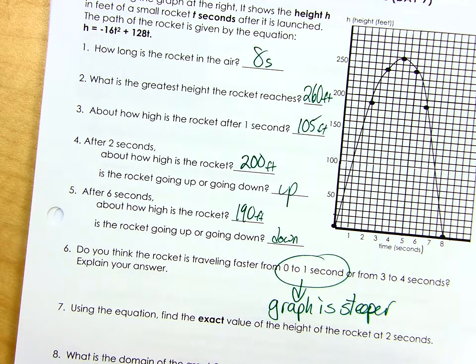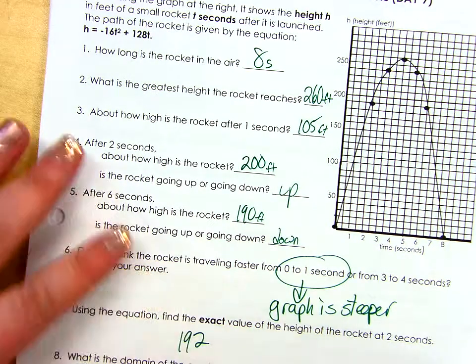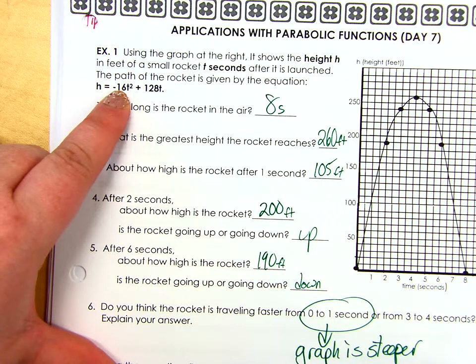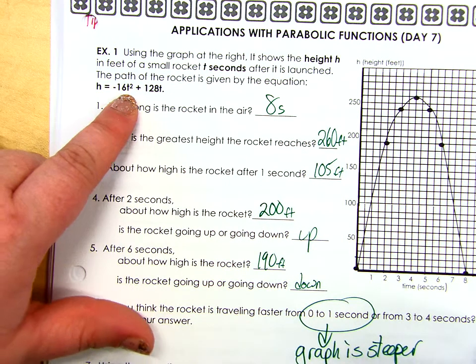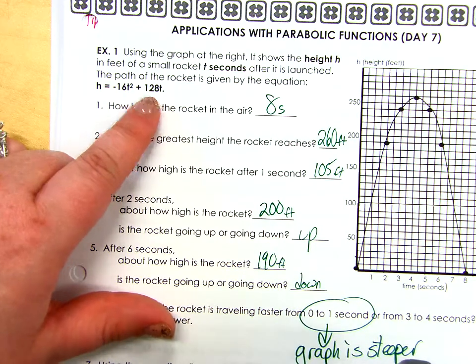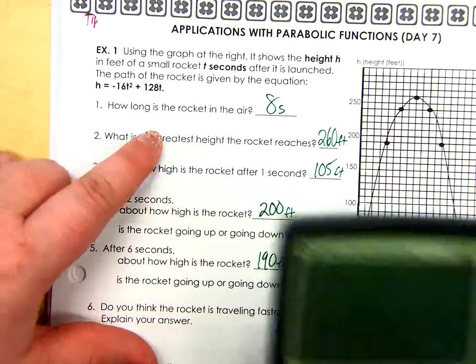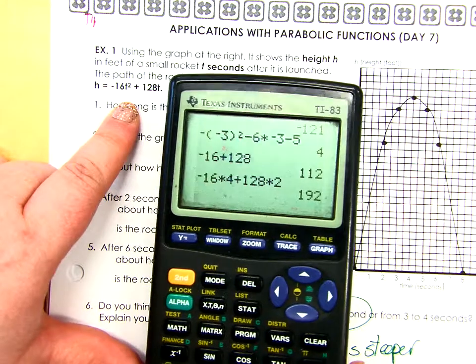I heard some right numbers and some wrong numbers. I got 192. So we're plugging in 2 seconds, right? In our equation, you're going to do negative 16 times 2 squared, which is 4, so I did negative 16 times 4, plus 128 times 2. Be careful what calculator you're using because order of operations matters. If you're using a fancy calculator, it can do it for you.